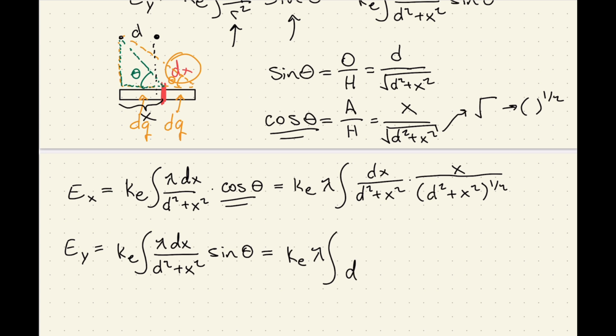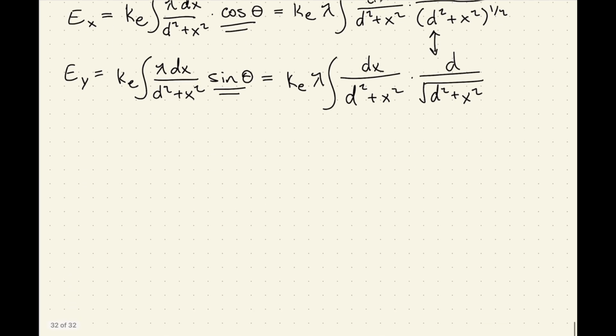So this one, for the y component, we have d squared plus x squared. On the numerator, we have dx because we pulled out the lambda. In this case, we are multiplying by sine theta here. That is d squared plus x squared in the denominator. In the numerator, we have just d, no x. You see the difference between these two? That's also a different integral that we're going to do.